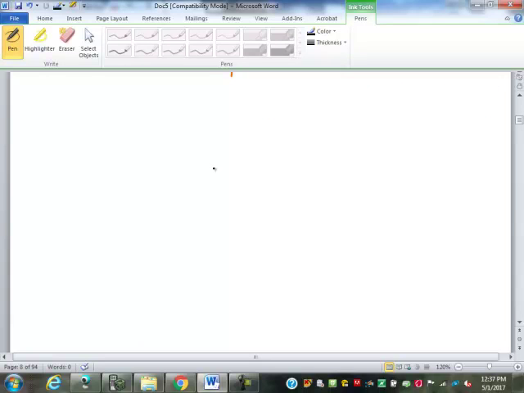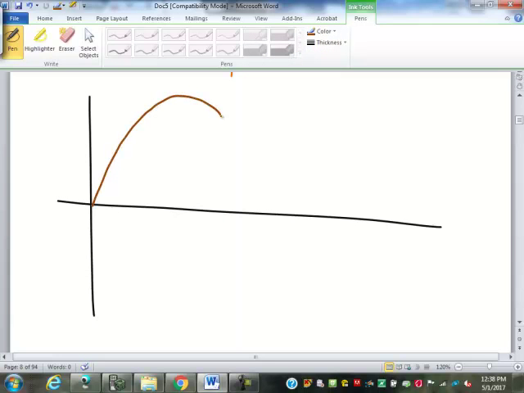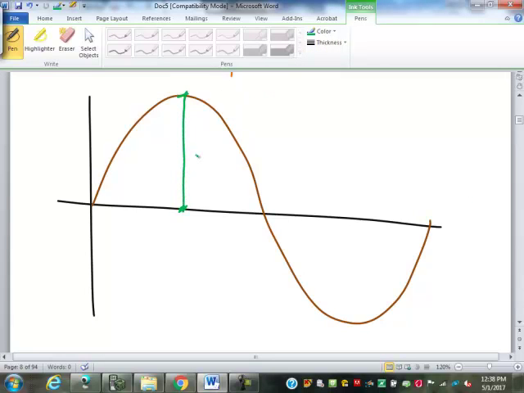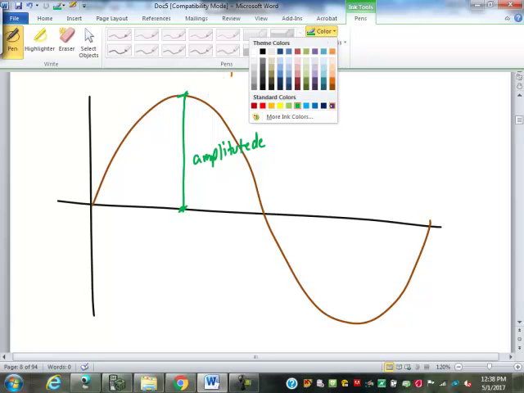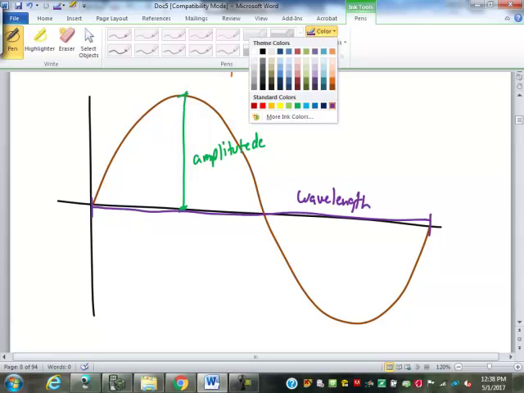Now, I want to look at some parts of that wave. A lot of your transmission waveforms take on this exact same form. One of the things we wanted to look at is the amplitude. The amplitude is the distance from zero to the peak. You guys do this in your signal testing stuff? Okay. Your wavelength can actually be measured from any point of the cycle to the next point. That's wavelength. It's a single cycle, yes.